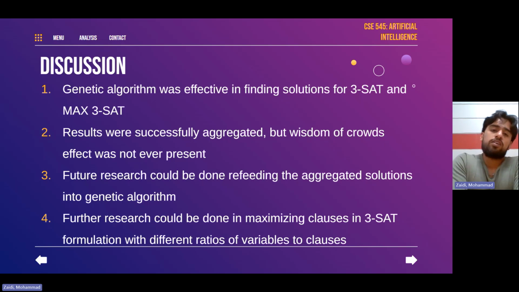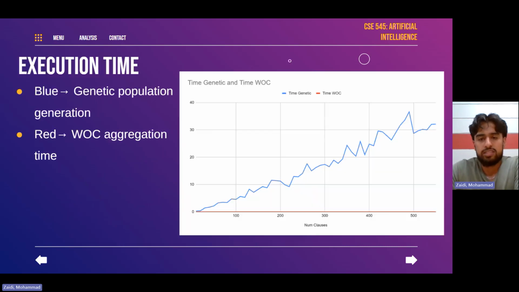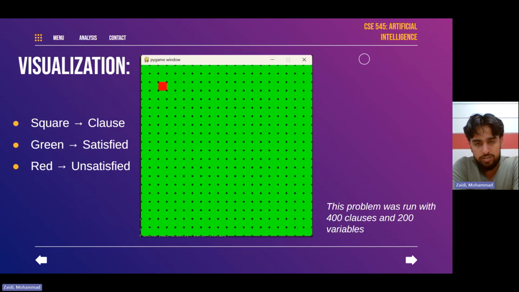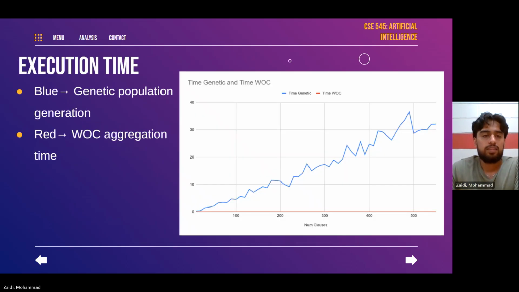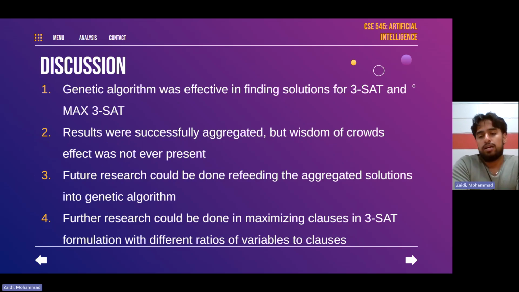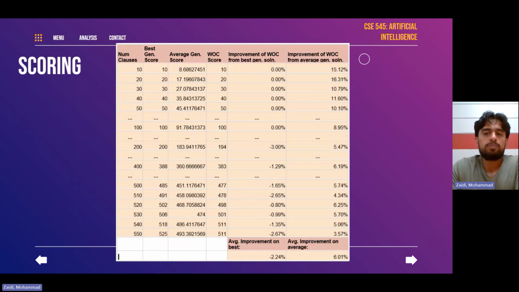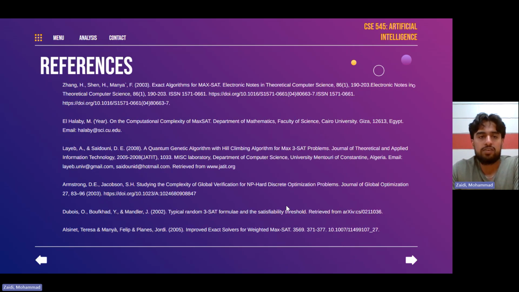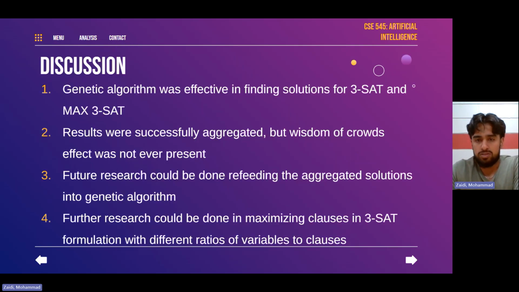And discussion. The genetic algorithm was effective in finding solutions for 3 satisfiability and max 3 satisfiability, as we can see in the previous video, this GIF. It finds solutions quite rapidly, really. But there's not really an added bonus of the wisdom of crowds every single time. While we do see in this chart that in certain cases the wisdom of crowds isn't necessarily any worse, it is typically not as good as just running the genetic algorithm multiple times and picking the best solution.